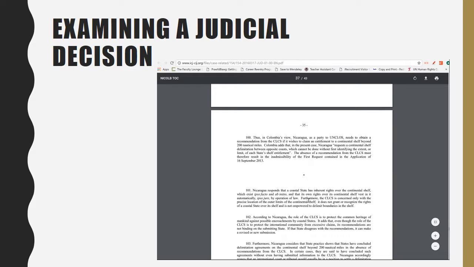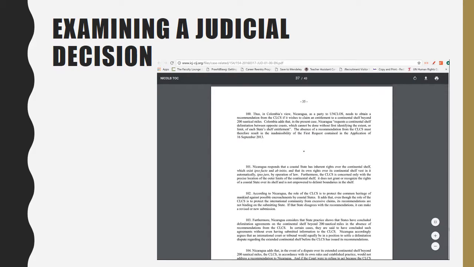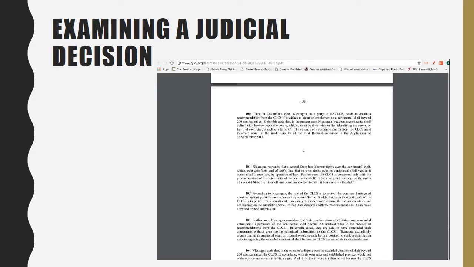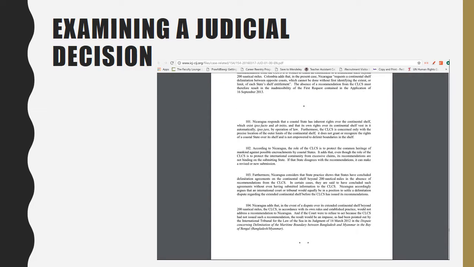By going through it, looking at the table of contents first, then finding out the issues and their answers second, and then going back up and looking at the actual discussion by the court, you come to a way to analyze and understand these cases.